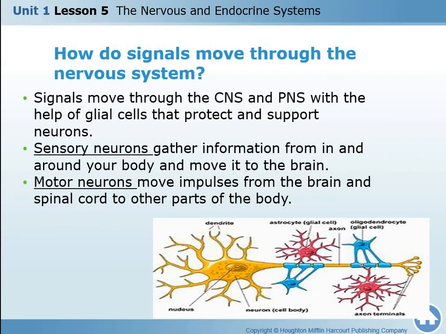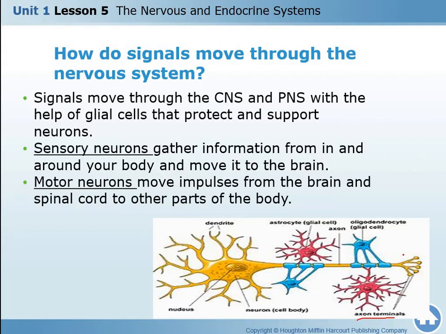So this long filament here is called the axon. Each neuron has only one axon, and at the end of the axon there are the axon terminals. These axon terminals transfer the electrical impulses into chemical substances known as neurotransmitters.